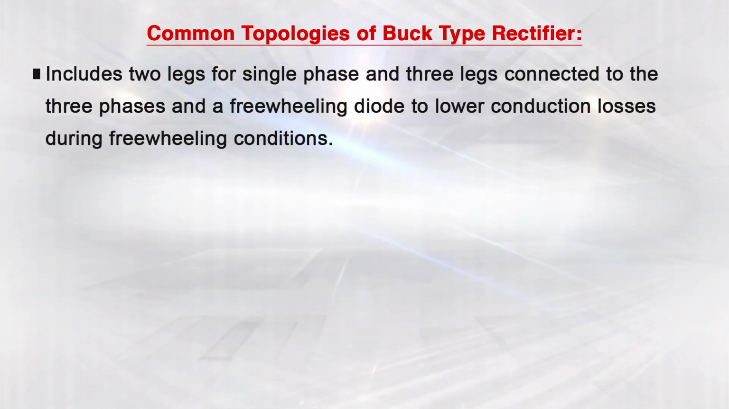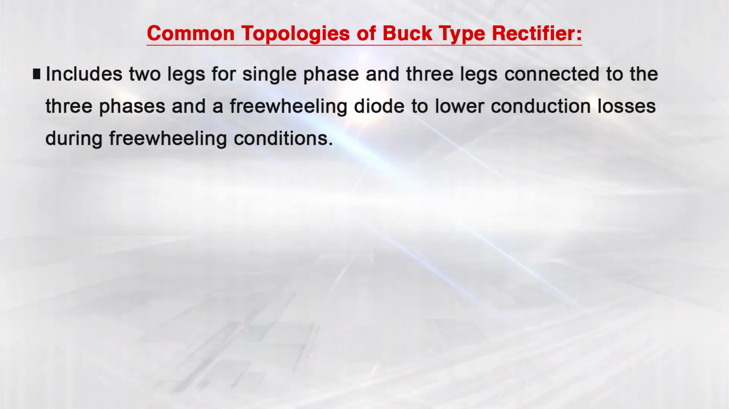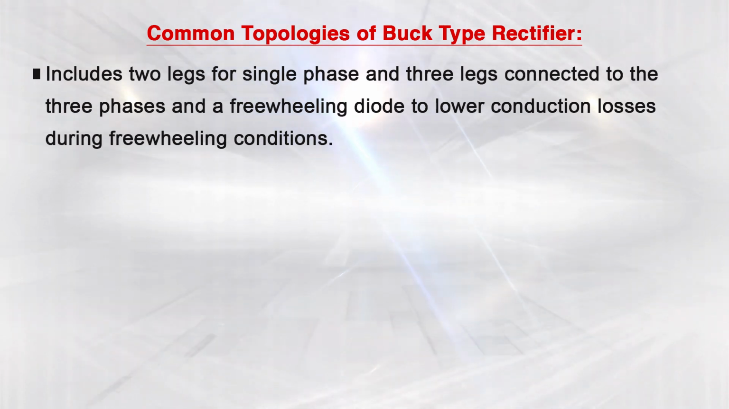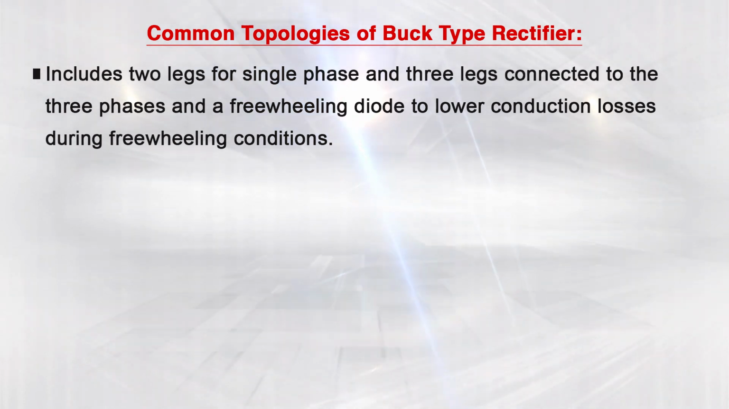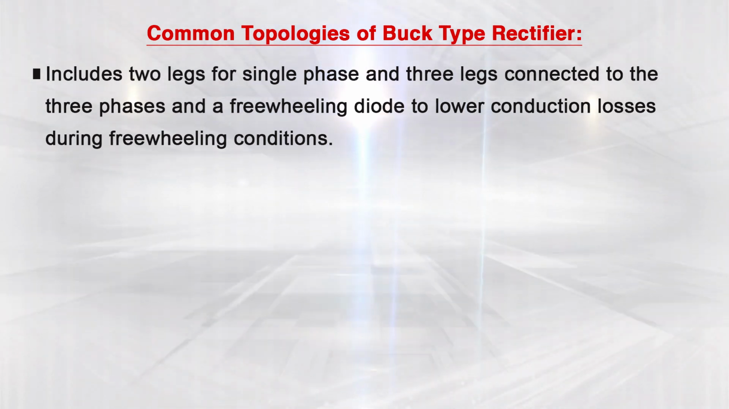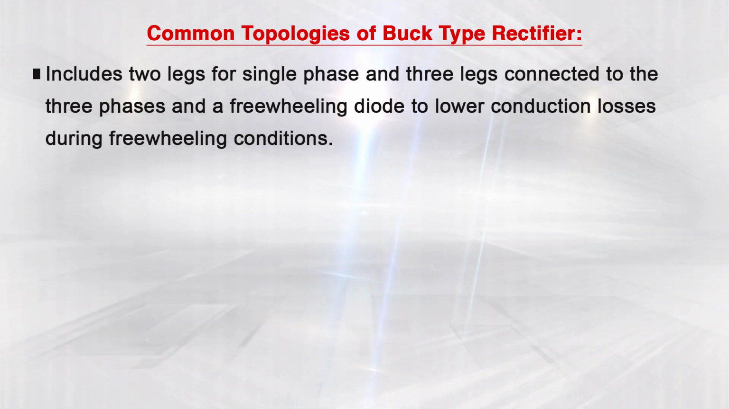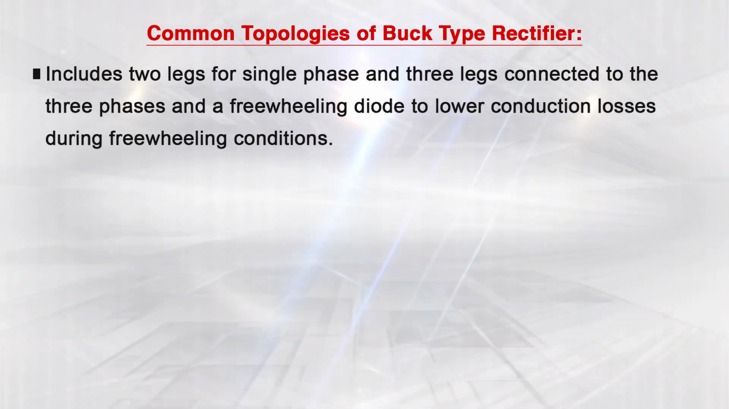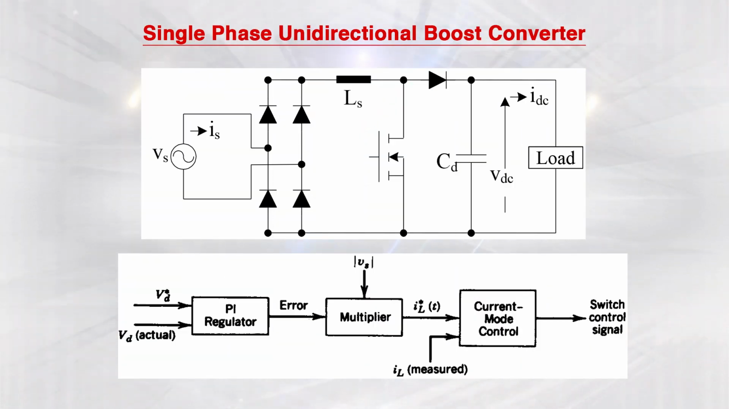In the common topology of the buck type rectifier, we may have various challenges also, like parasitic capacitance, and voltage regulation is a big challenge. So, now suppose we require higher voltage at the battery side. Then we can go for the boost converter. Here we may have a single phase unidirectional boost converter.